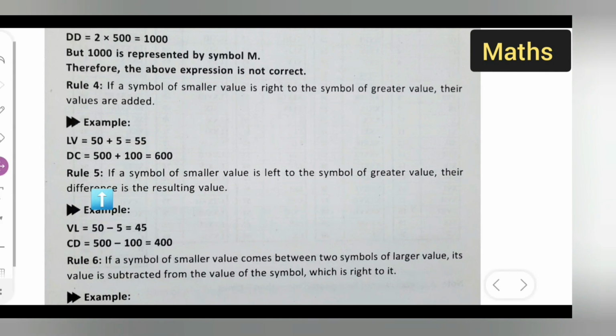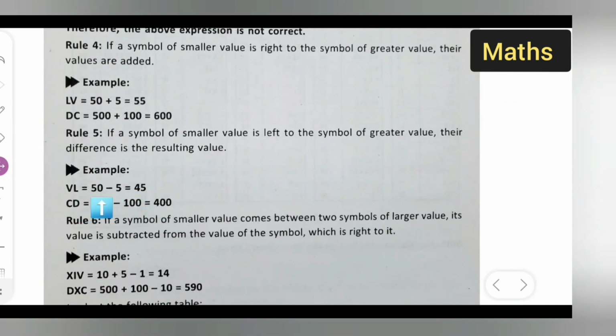Next, what you'll have is rule number 5. If a symbol of a smaller value is to the left of a symbol of a greater value, the difference is the resulting value, like VL, like 50. You'll have to subtract, right? Minus 5 will get 45. So the difference is the resulting value if the symbol is of smaller value. So CD, 500 minus 100 will give you 400.